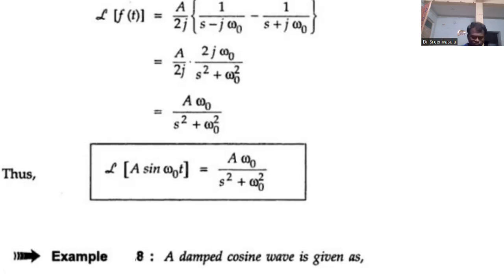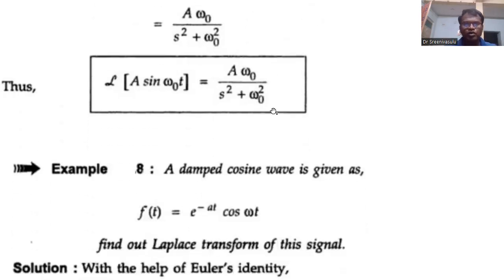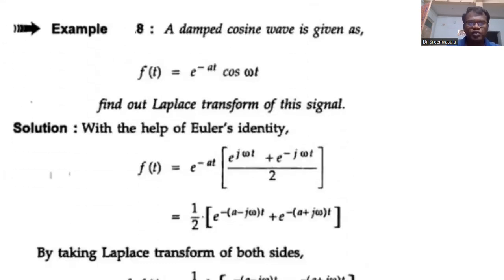Now coming to another problem, if you observe here, a damped cosine waveform. So f of t is equal to e power minus at cos omega t. Here we can solve this problem in two ways. One way is by applying properties. Another way is by applying the direct rule.